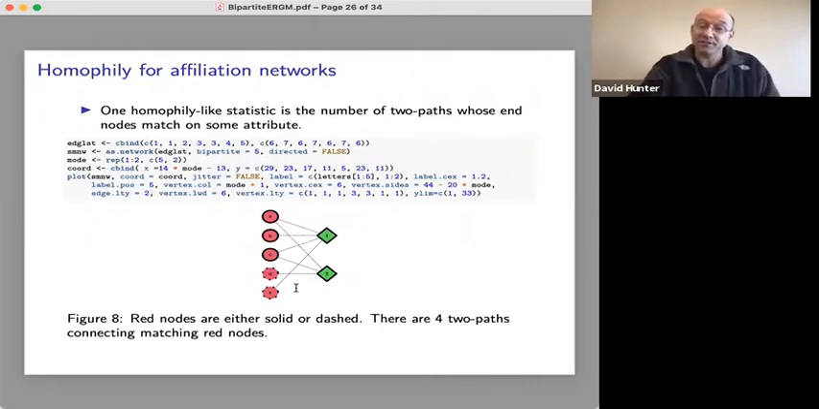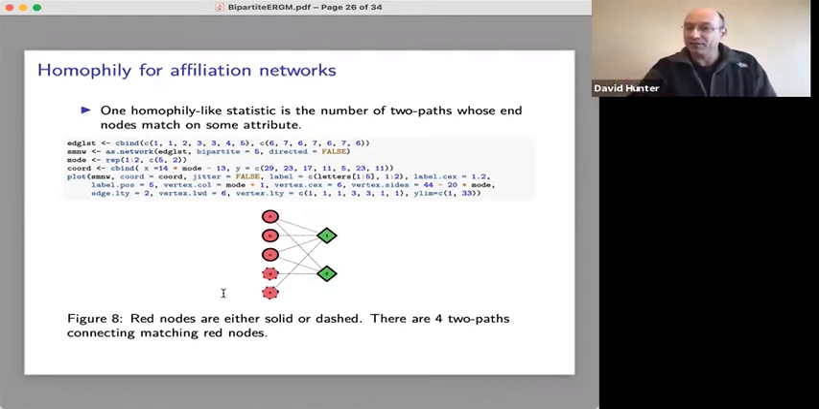One way of trying to capture a homophily-like statistic is to count the number of two-paths whose end nodes match on some attribute. What you see depicted here is a simple network that's got 7 nodes, and the red are only connected to the green. That's the bipartite structure of this network. You'll notice that among the red nodes, there are 3 that have solid boundaries and 2 that have dashed boundaries. That will be our categorical attribute. So we could count in this network how many two-paths end with matching red nodes. And you can test yourself on this. There are 4 of them, right? You can see if you can count all 4 of them.